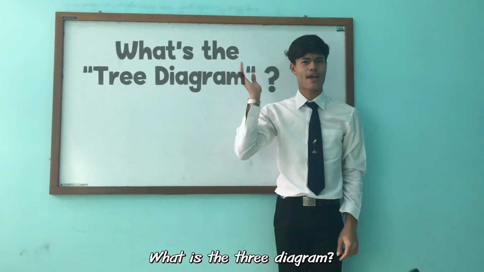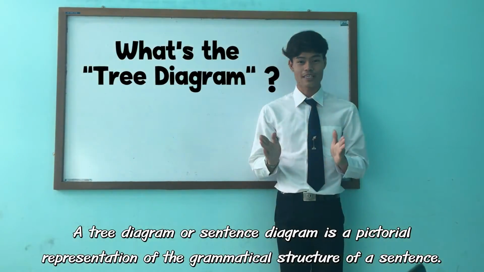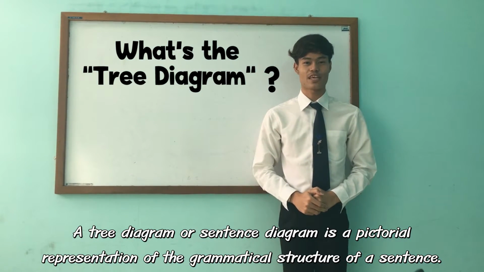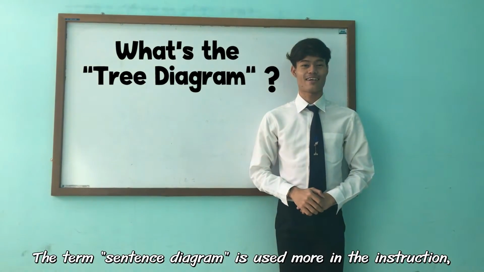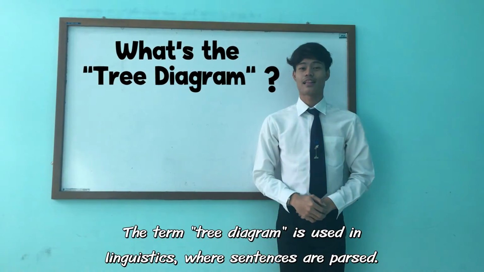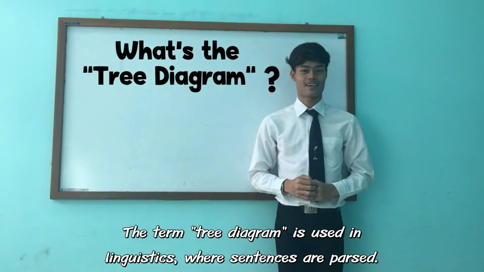What is the tree diagram? A tree diagram or sentence diagram is a pictorial representation of the grammatical structures of a sentence. The term sentence diagram is used more in instruction, where sentences are diagrammed. The term tree diagram is used in linguistics, where sentences are parsed.